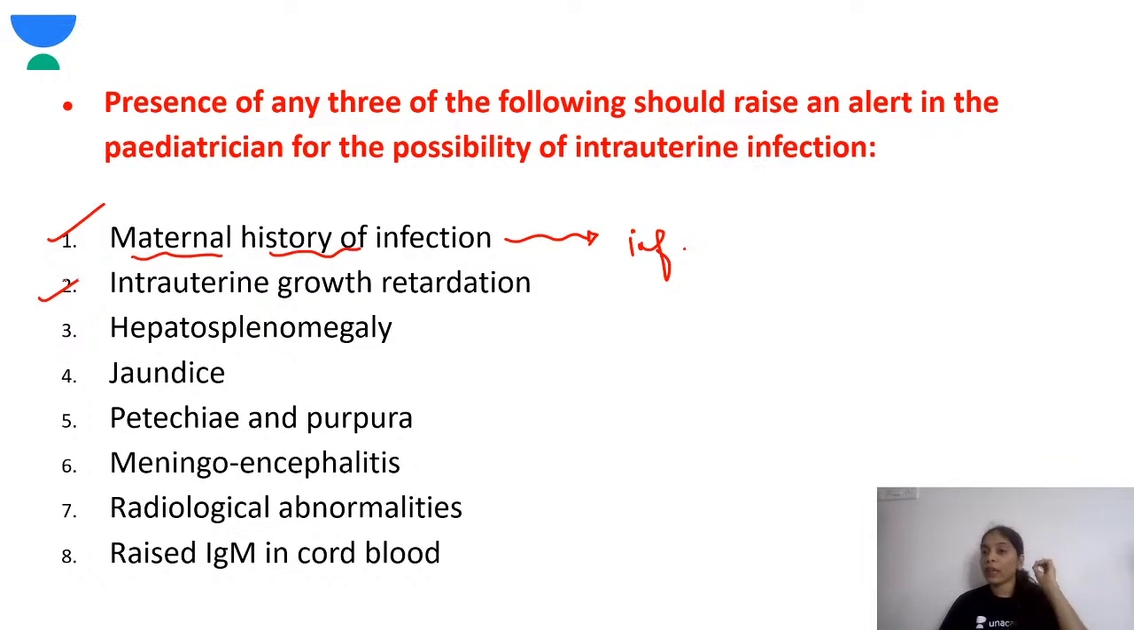If the mother had chronic infection, some kind of placental insufficiency, or eclampsia, then there is still a cause. But if there is no cause and the child is still having intrauterine growth retardation, you should think about it.